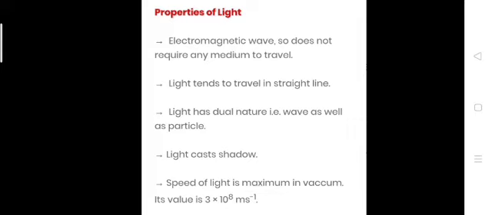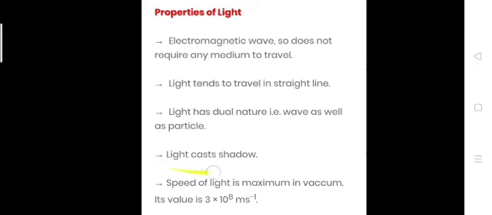There are specific properties. The first one is that light is an electromagnetic wave. That means it does not require any medium. Those waves which do not require any medium are called electromagnetic waves. The second is that light tends to travel in a straight line. Light has a dual nature, generally wave as well as particle, which means light follows both types of properties.